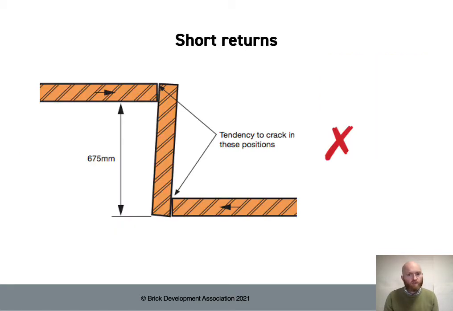Short returns are another specific scenario for brickwork. If you imagine you have two long panels of brickwork joined together by what we call a short return, which is 675 mil or shorter of brickwork, effectively 3 bricks in stretcher bond, those two longer panels are going to want to expand into that short return, and you tend to get cracking in these corners.